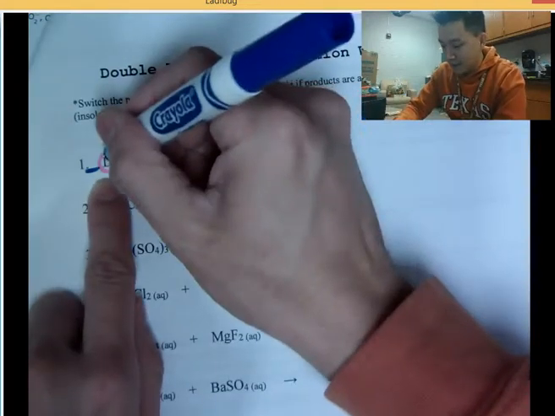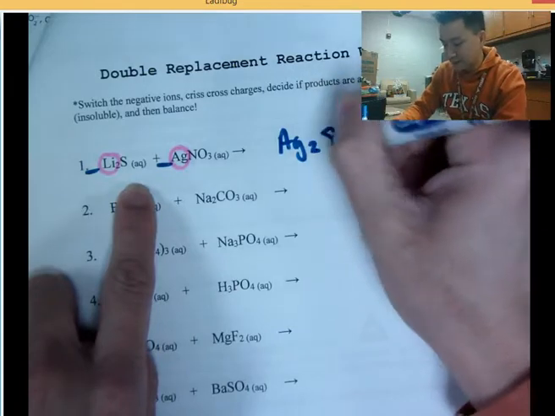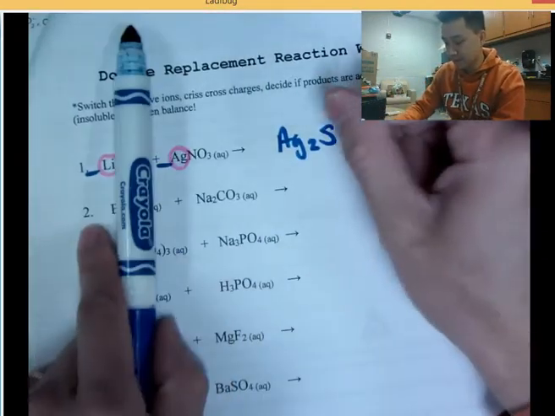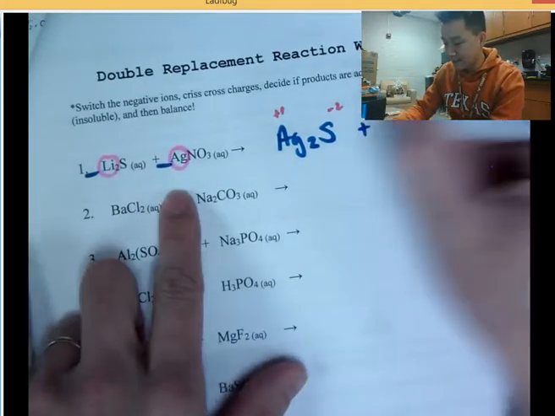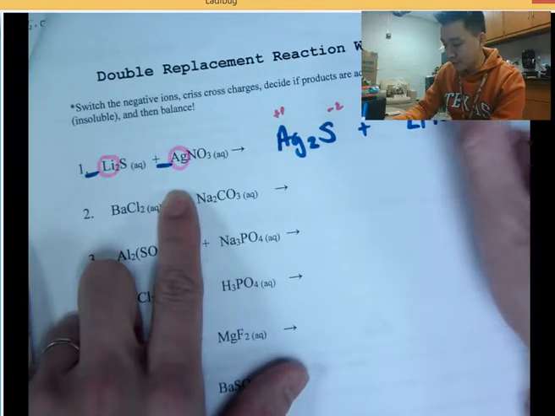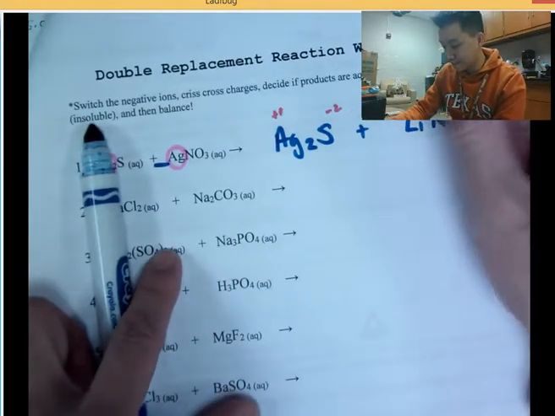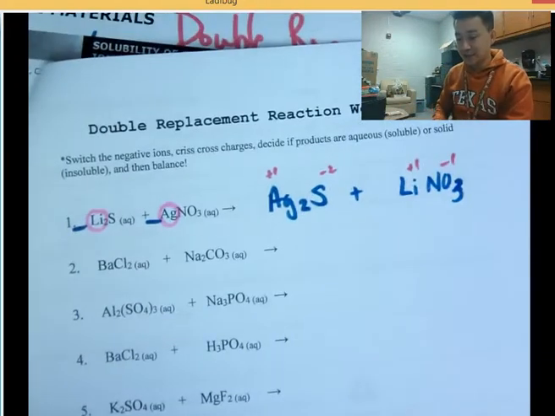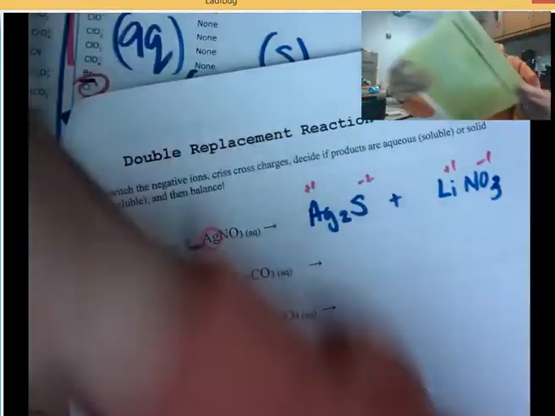So Li jumps over here, Ag goes over there. Ag now is with S, Ag2S, because the sulfur is -2. Sulfur is -2. Ag is +1. So then it's Ag2S plus Li is +1, NO3 is -1, so it's LiNO3. Okay. So now we check the solubility rules.